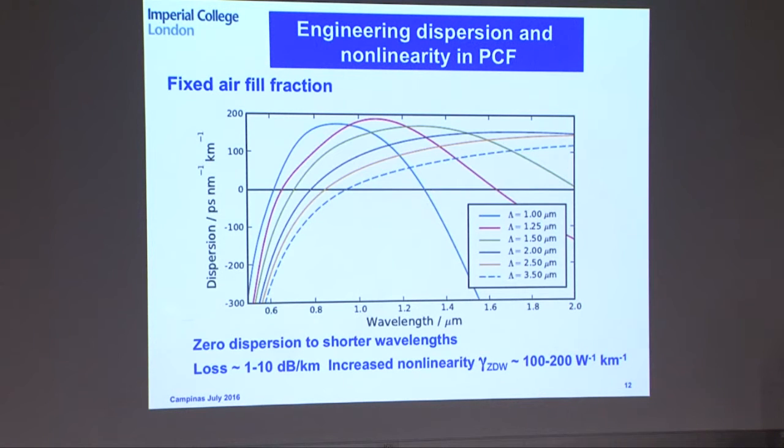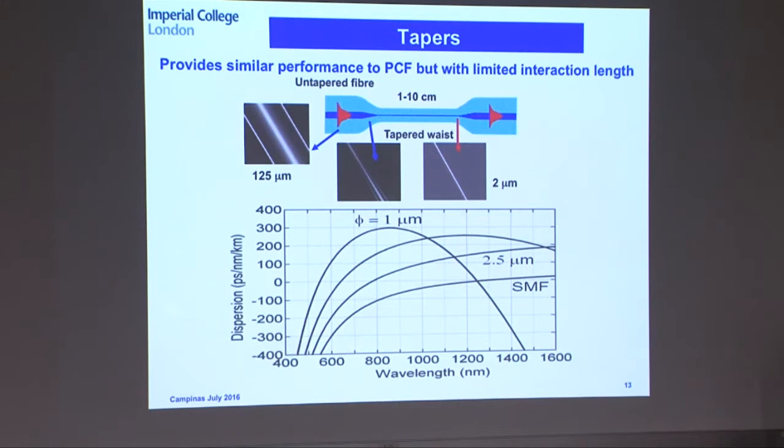If you take a standard single air fill fraction in your PCF and simply taper it or pull it down narrower and narrower each time, as that begins to narrow, then the separation between the holes is changing, with the same air fill fraction. Essentially all you're doing is making the whole thing narrower. You can see that as it becomes narrower, you shift towards the short wavelength side. And this is actually quite important when you begin to think of tapers or using other sources.